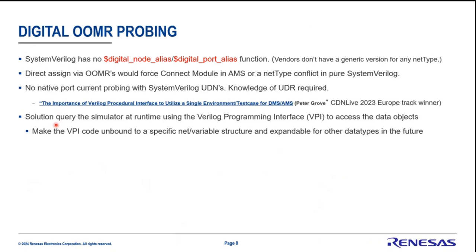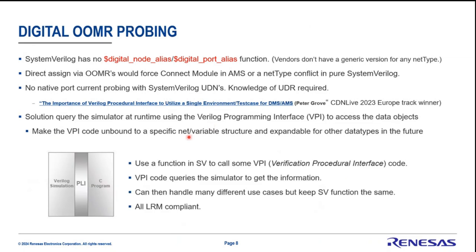So really the solution with the digital side is not to use any of the SystemVerilog functions, but basically use the Verilog programming interface to access the data objects. That makes this far more expandable to any other data type. So if you had various different UDNs, it could support that. If you had a mixture of UDNs, reals, WReals, etc., it could support that.